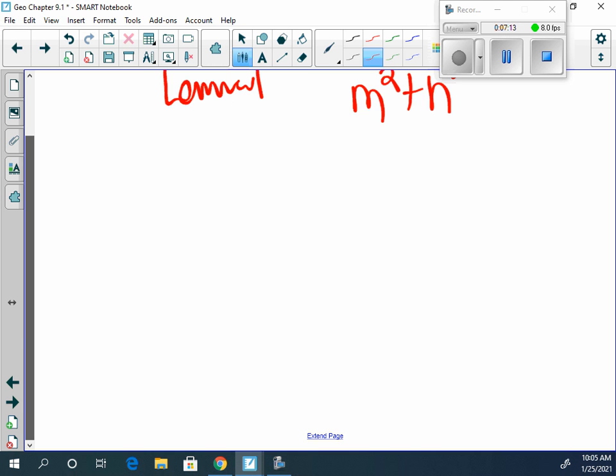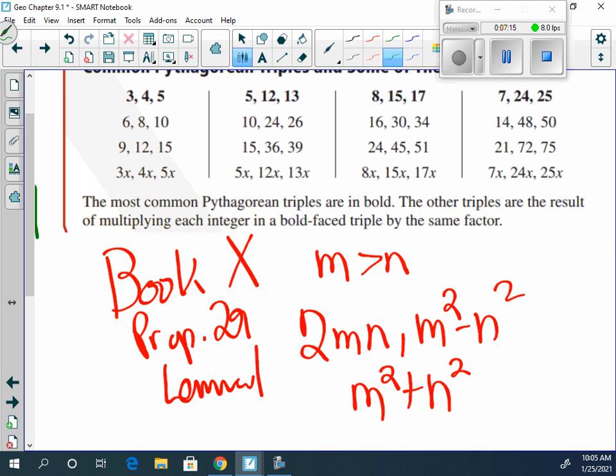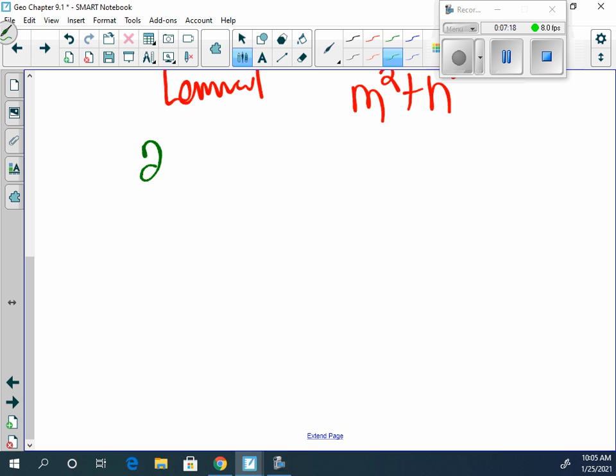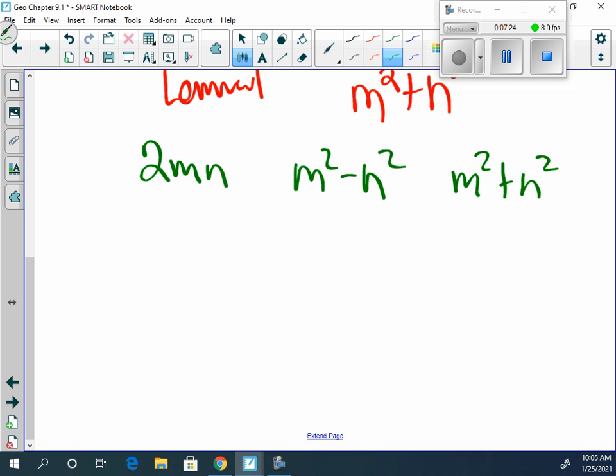Okay, that seems like a weird statement. 2mn, m squared minus n squared, and m squared plus n squared. Well, the one Pythagorean triple we know for sure is 3, 4, 5. It's one of the most common ones we use. So if I say m is 2 and n is 1, well, this here would be 2 times 1. That would be 4. Yes?